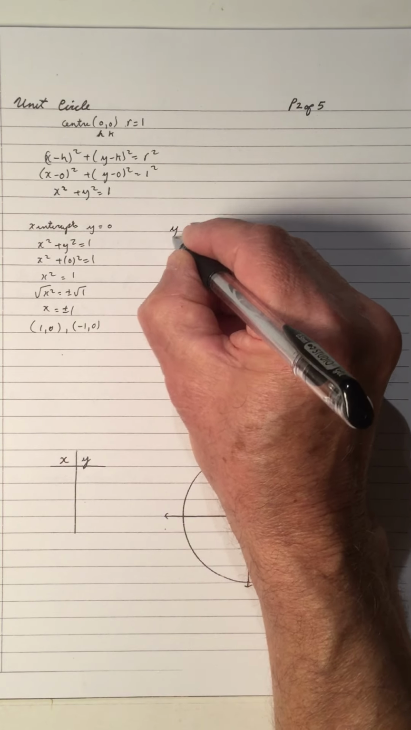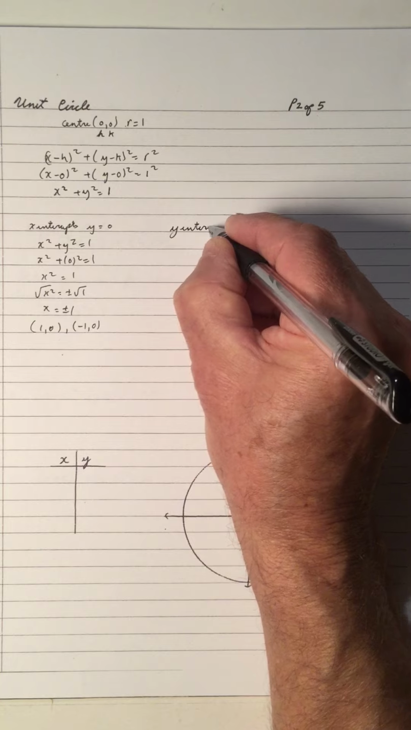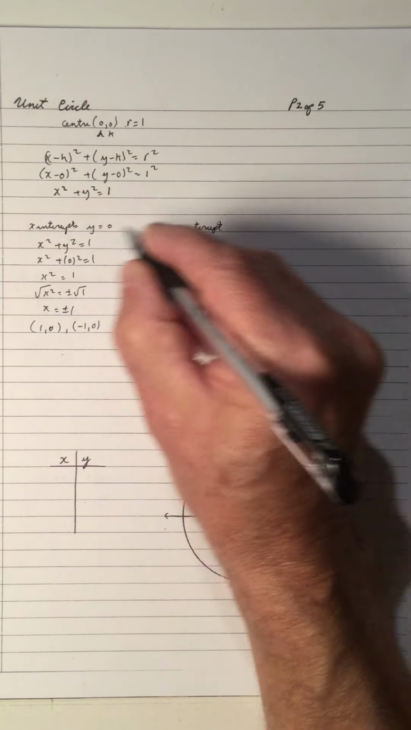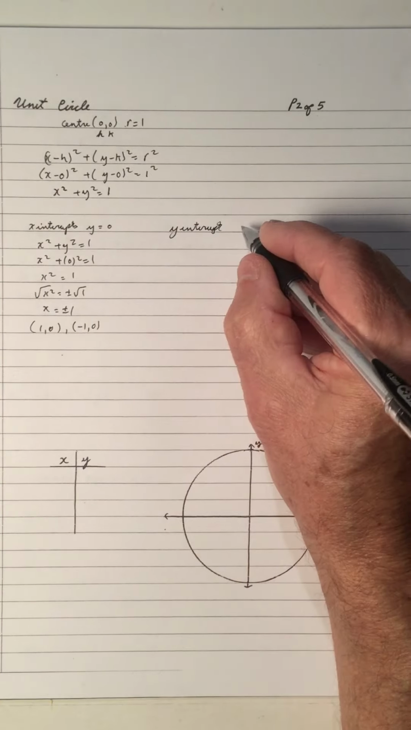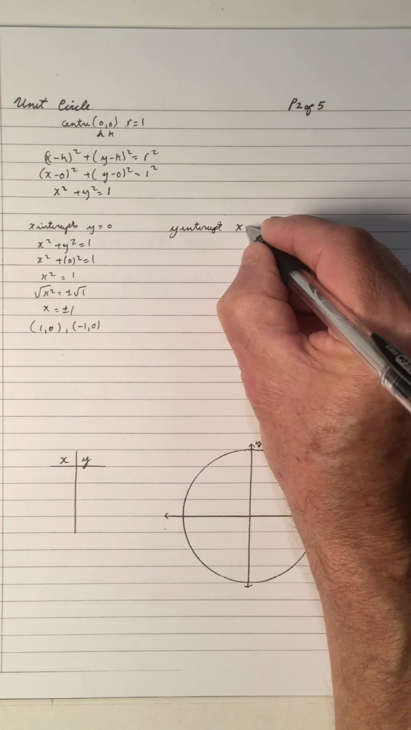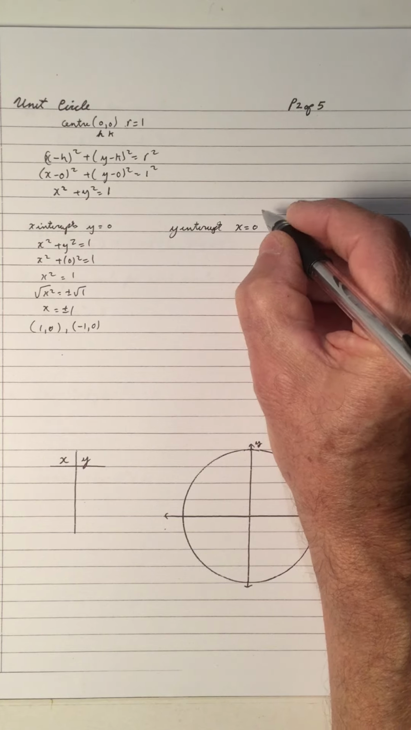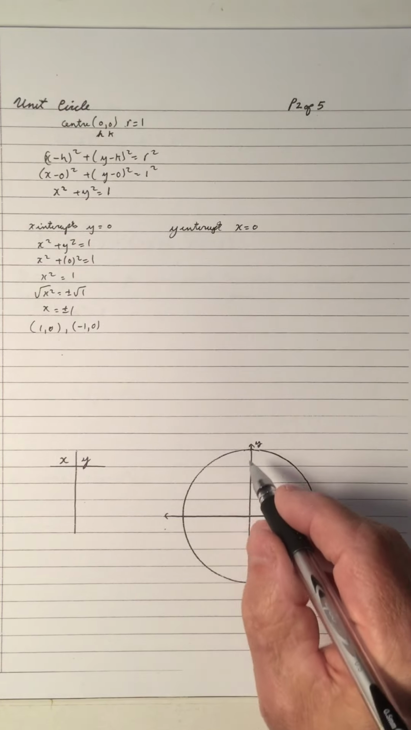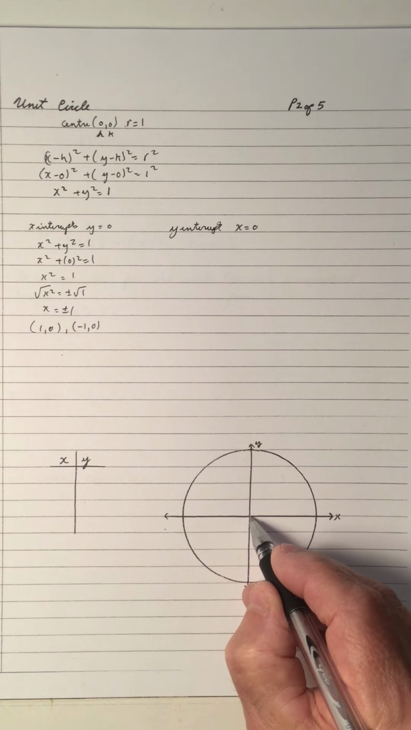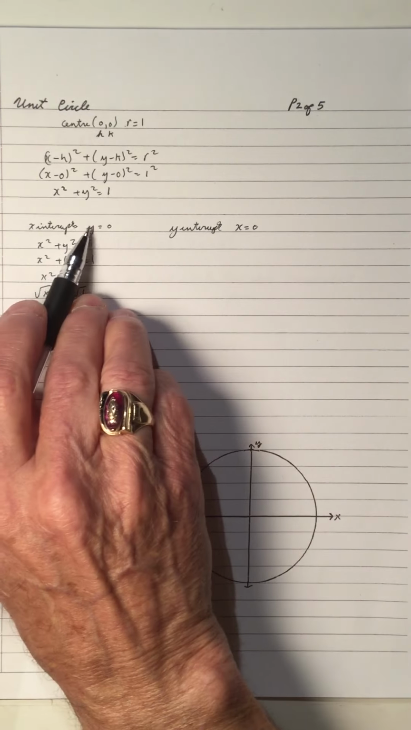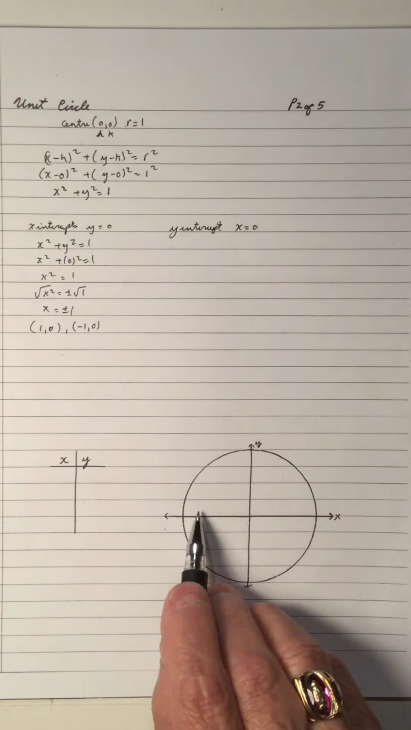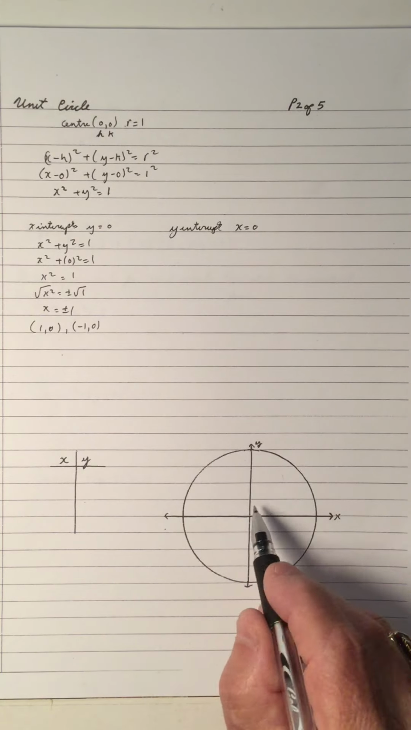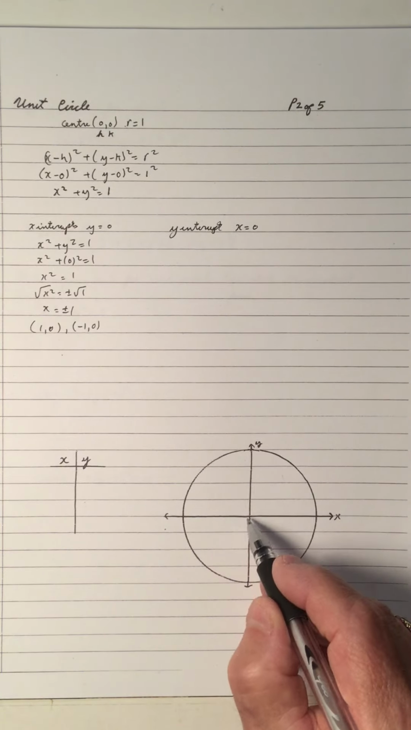Now let's find the y-intercepts. The x-intercepts are when y is 0, so the y-intercepts are when we let x equal 0. The y-intercept is where it cuts the y-axis and the x-coordinate is 0. And the x-intercept is when y is 0, so the x-intercept is cutting the x-axis when the y-coordinate is 0.